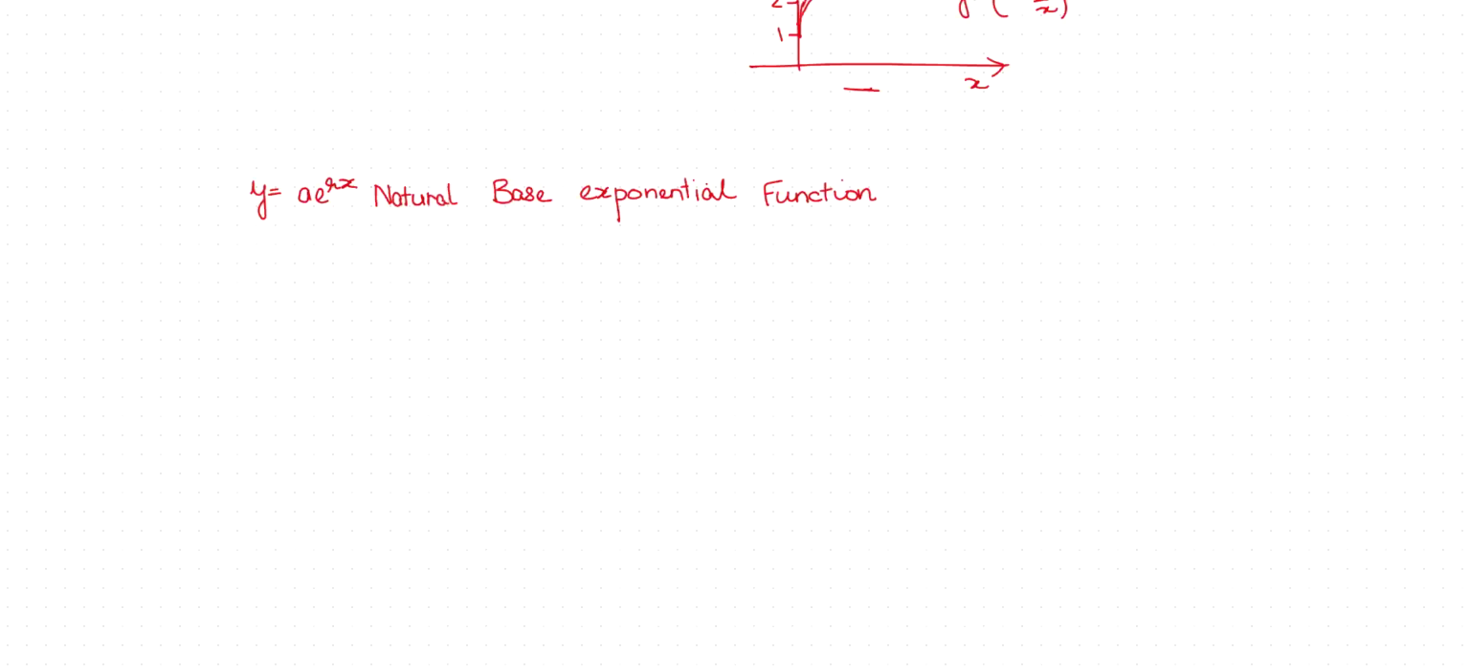So here is a natural base function, y equals a e raised to the power rx. It is called a natural base exponential function, with the natural base e. In this function, when a is greater than 0 and r is greater than 0, it is an exponential growth function. As x increases, y increases exponentially.